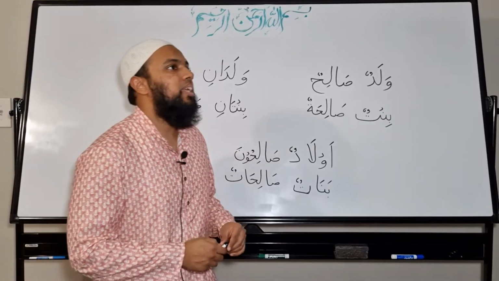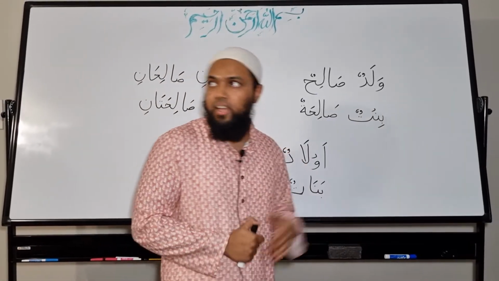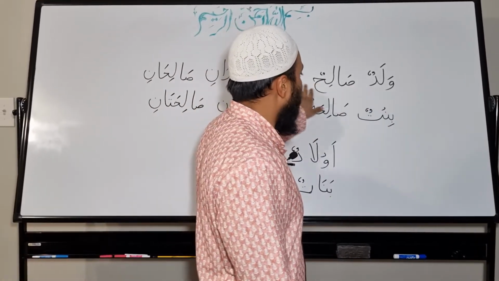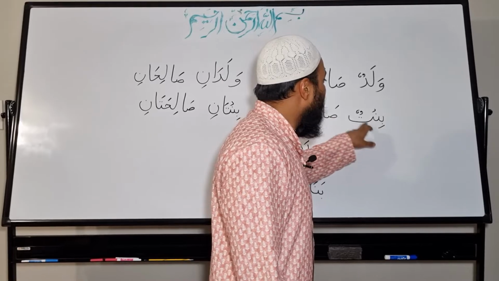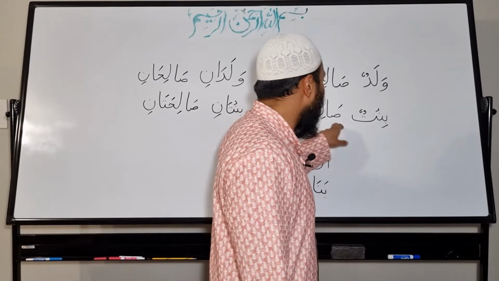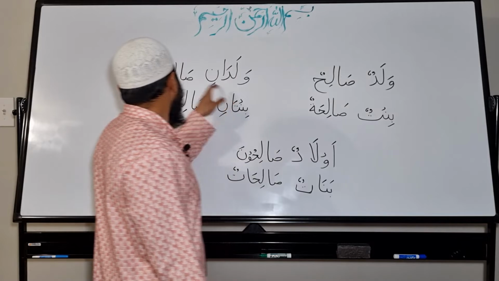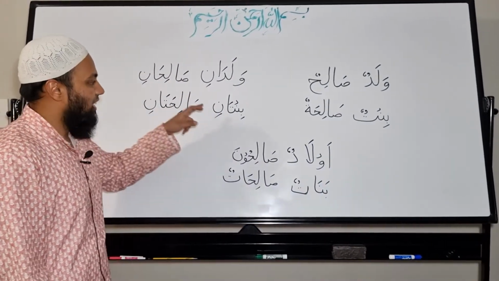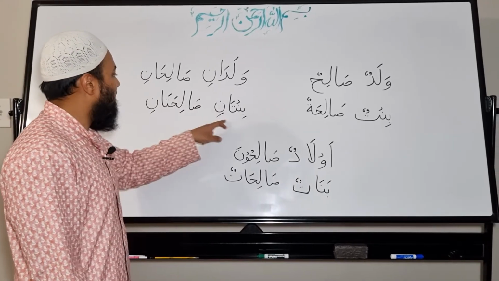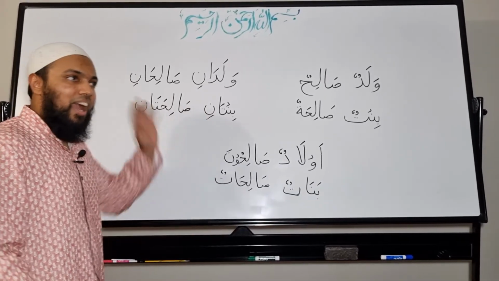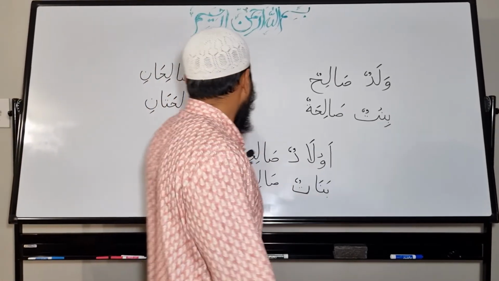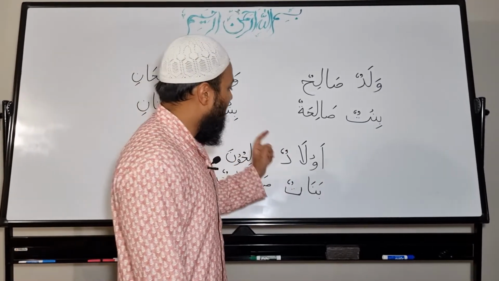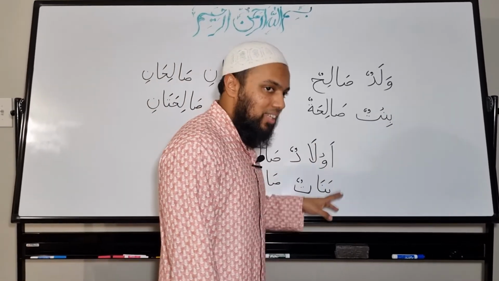And what about the i'rab? The i'rab: waladun salihun, waladan salihan, waladin salihin; bintun salihatun, bintan salihatan, bintin salihatin; waladani salihani, waladaini salihaini; bintani salihatani, bintaini salihataini. Right? And nasb and jar would be the same, right? Jama': awladun, awladan, awladin, right?